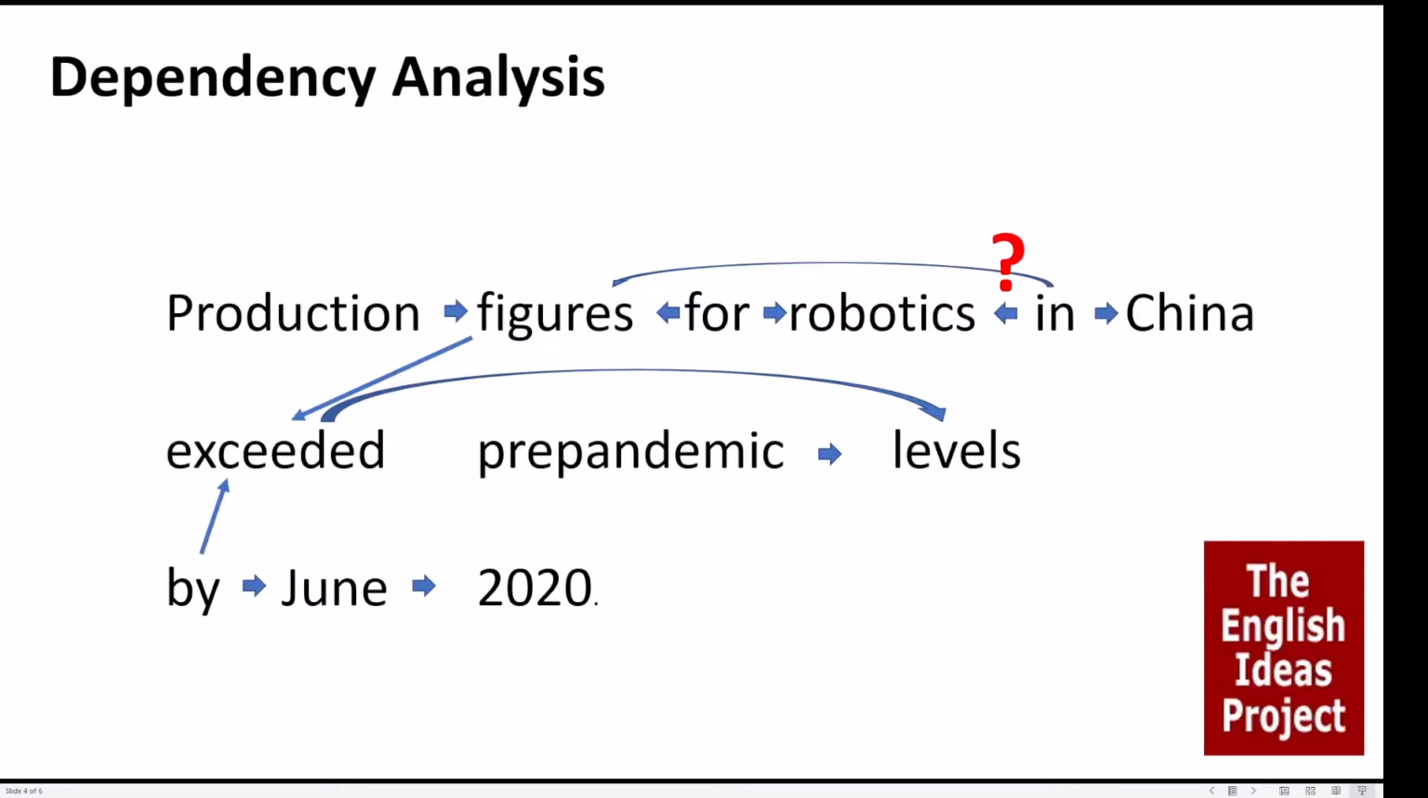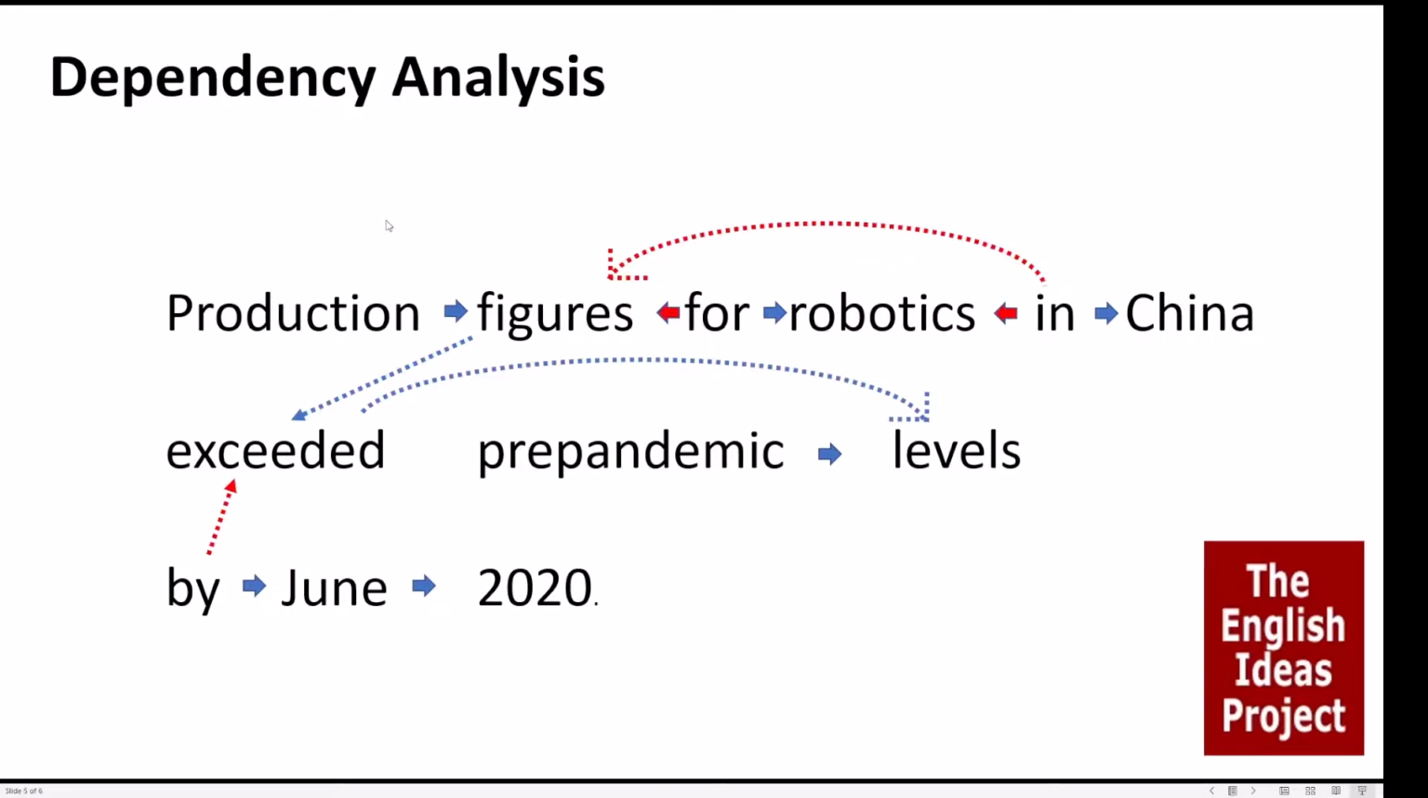We can develop this by color coding the arrows. So any arrow that is reversed, for example from for to figures and in to robotics, should be red, for example. Any arrow which is linking words which are non-adjacent, showing a non-adjacent relationship, could be dotted. So in relates to figures and is dotted because of this, and is red because it's running backwards. The arrow from figures to exceeded is a non-adjacent relationship, so we can dot that. And the arrow from by to exceeded is a reverse non-adjacent relationship, so it's a red dotted arrow.